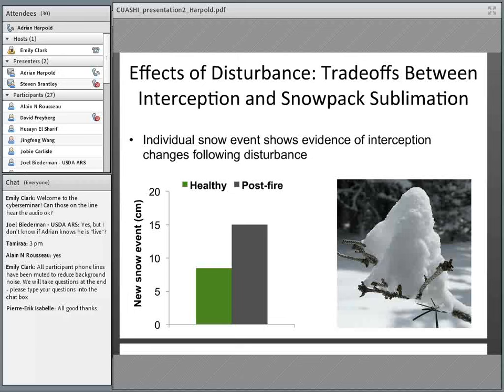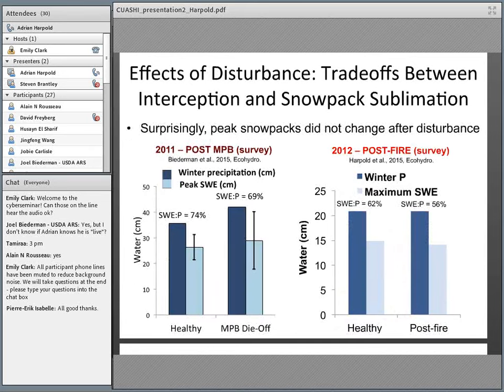And that's what we did through the course of a few different studies. What is pretty indisputable is that when you go out to these disturbed sites that have lost a great deal of canopy through either fire or pine beetle, more snow accumulates on the land surface. You open the canopy, there's less surface area to intercept snow, and you see more snow accumulate. So this is one new snow event where we see twice as much snow accumulating in a post-fire stand as in a healthy stand. This would lead to the hypothesis that we should see more snow at the end of the season and larger snowmelt.